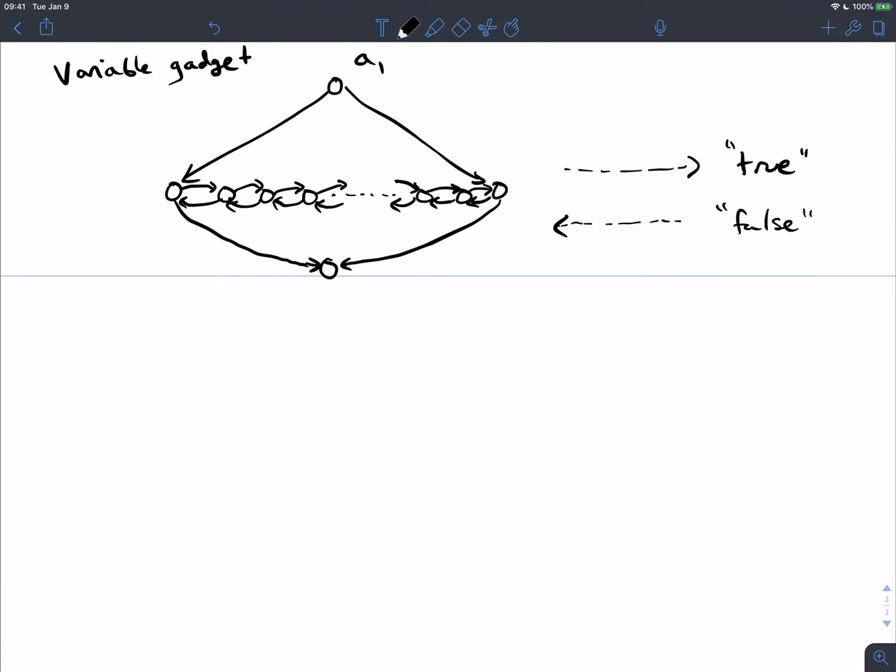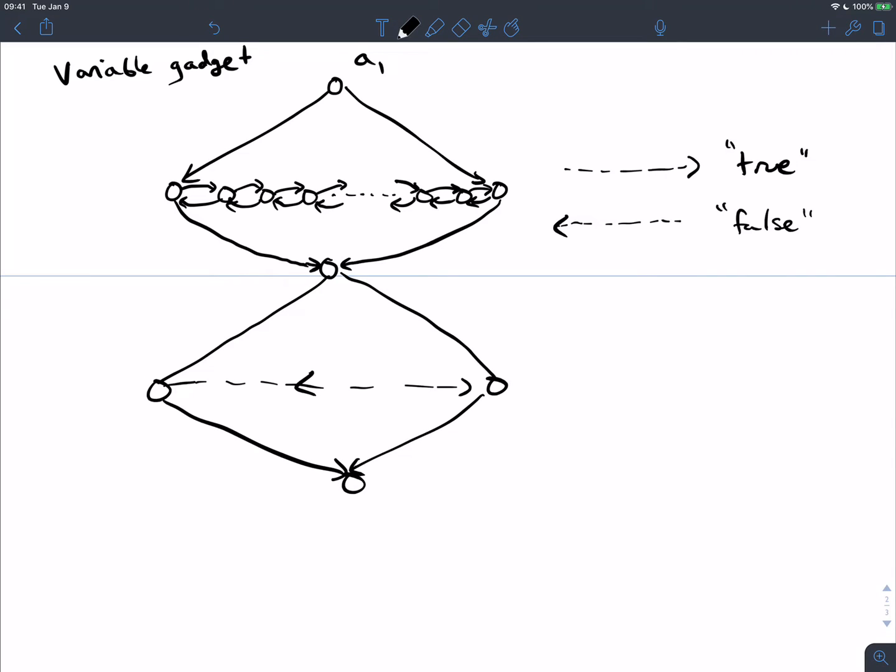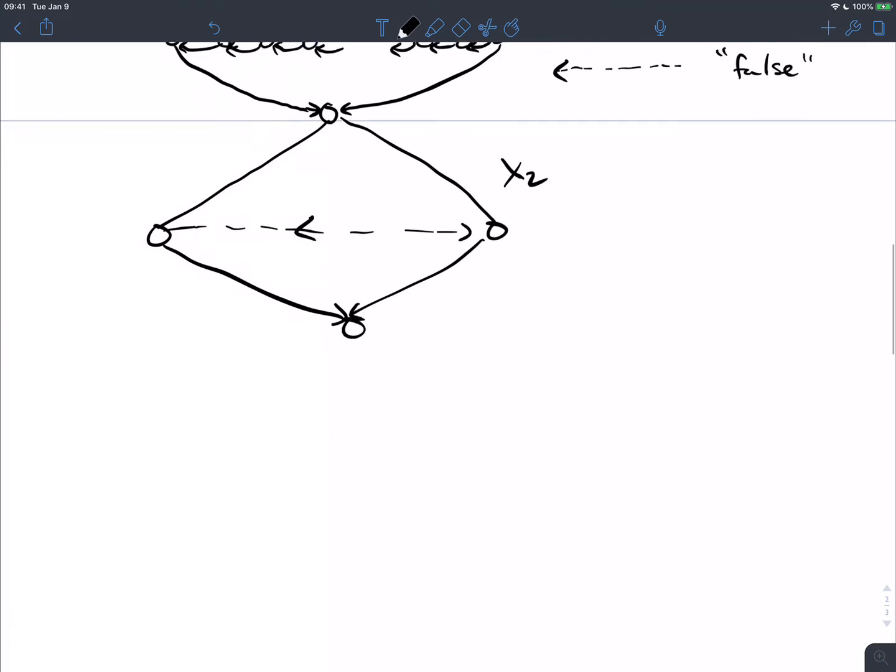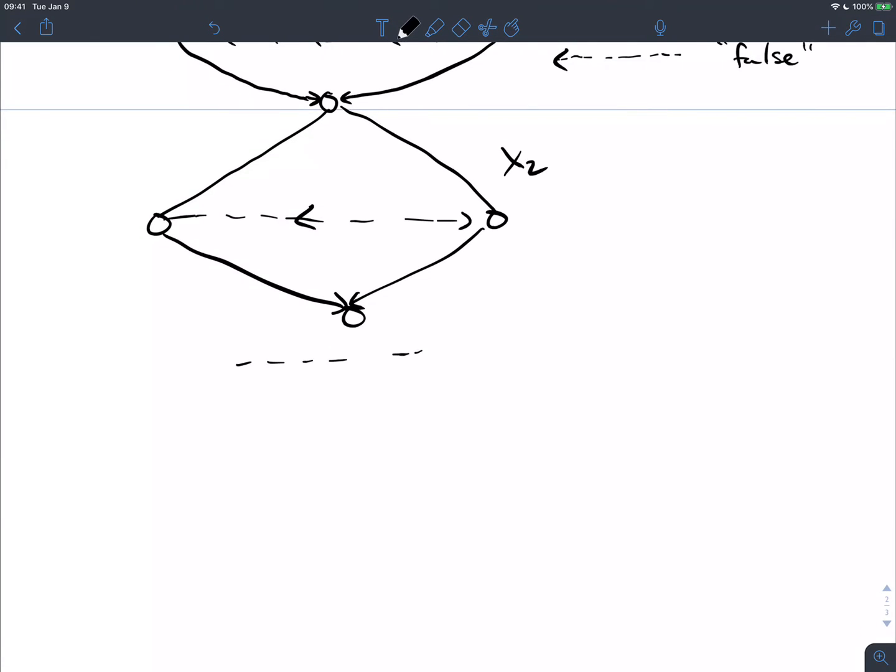Okay, then I'm going to make one of these variable gadgets for every variable in the formula. Then I'm going to vertically connect them up. So you see that there's one vertex at the bottom here. I'm going to connect it to the top of another variable gadget. So we're going to have another variable gadget. I'm not going to draw the whole thing, but something like this. Let's call the first one x1, meaning some variable x1, and then x2 will be the second variable gadget, and this is going to have paths out again, and if we keep doing this, then we're going to have the very last gadget.